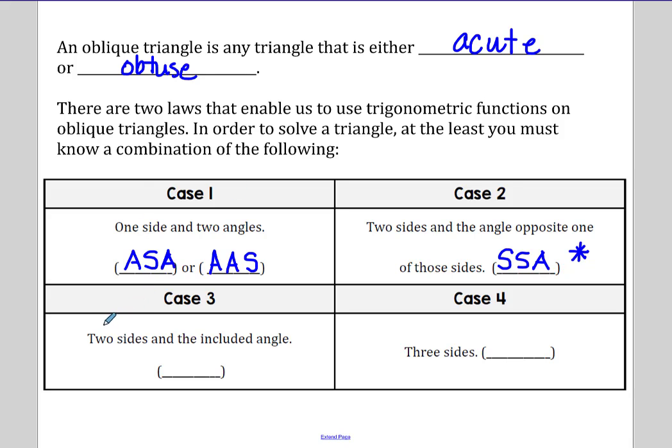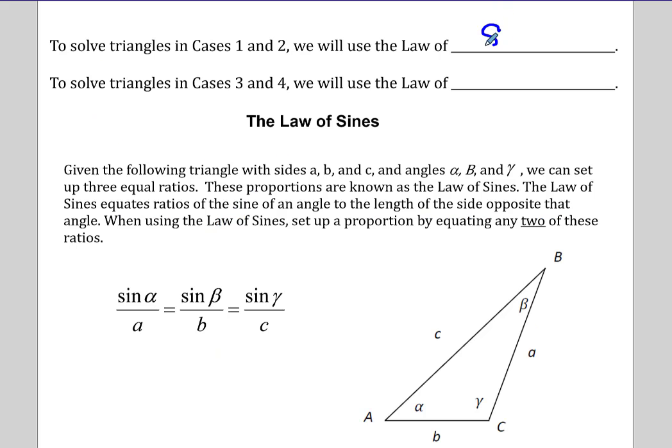The third case is two sides and the included angle, a side-angle-side triangle. The fourth case is having three sides, a side-side-side triangle. Cases 1 and 2, we solve using the law of sines. Cases 3 and 4, we solve using the law of cosines. Today we're going to look at just the law of sines.